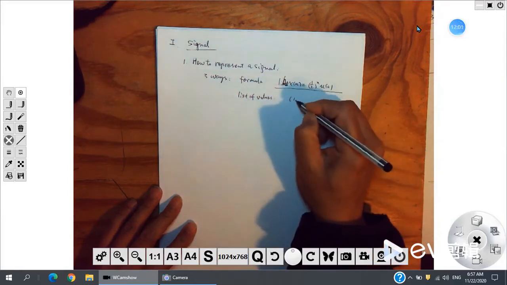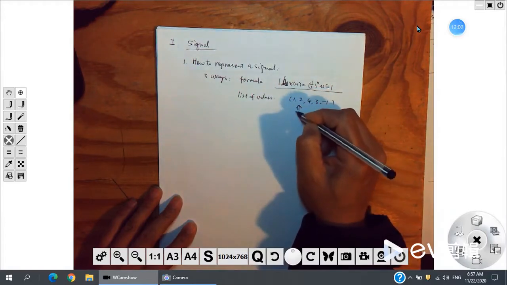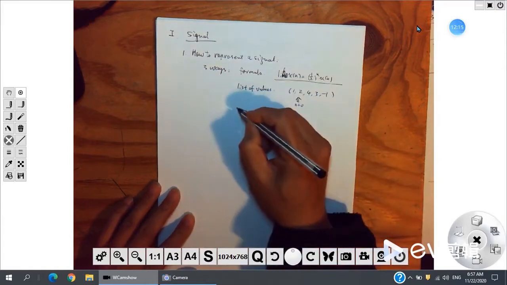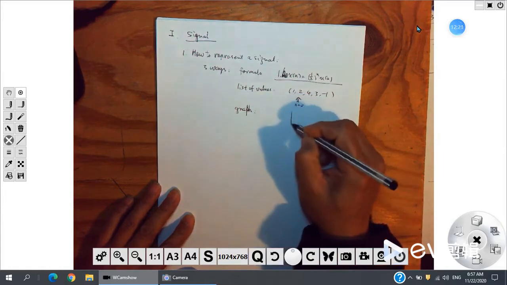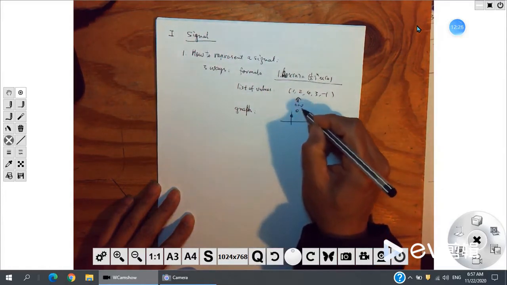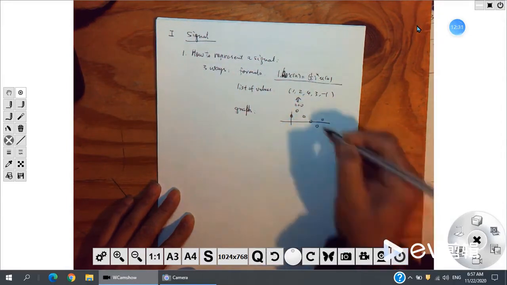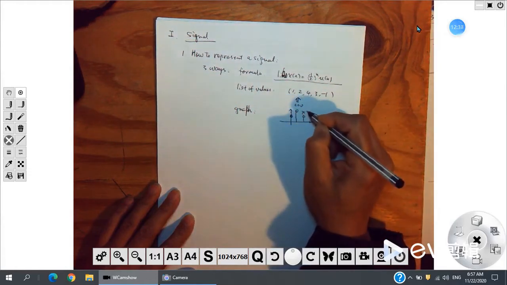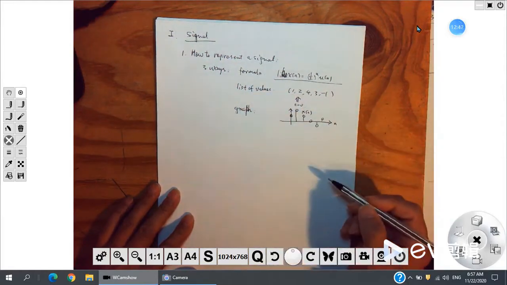Like 1, 2, 4, 3, -1, with n equal to 0 at the marked position. And the third one is a graph. For example, you draw n on the horizontal axis and x of n on the vertical axis, and use the graph to represent the signal. So we have 3 different ways to represent a signal.